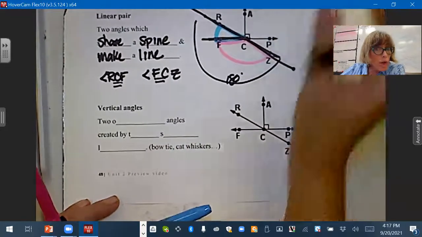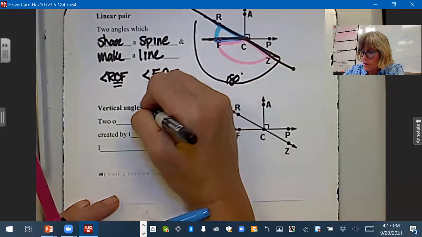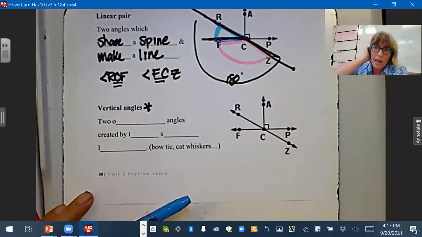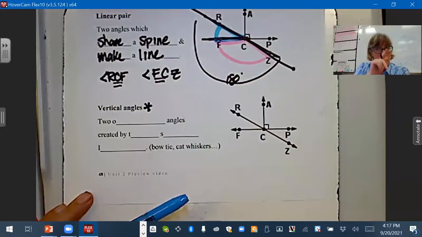Of these 5 vocabulary words, this is by far the most critical. Most critical meaning where you're going to see them the most and the most useful.